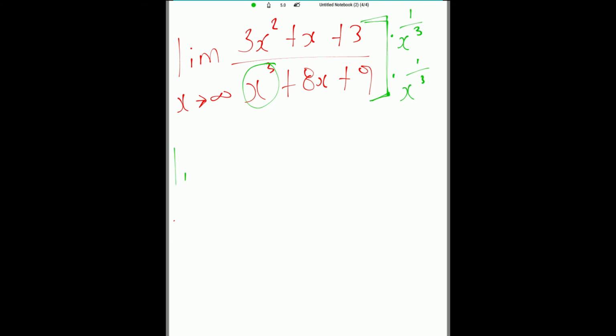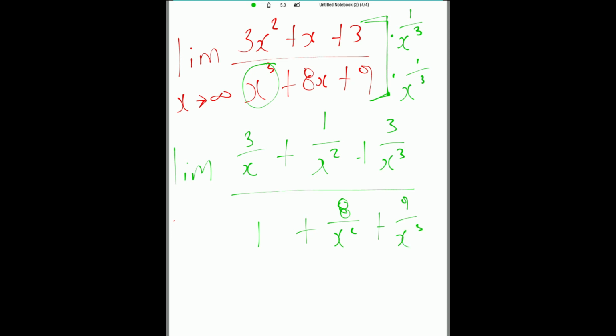That leaves us with the task of finding the limit of 3 over x plus 1 over x squared plus 3 over x cubed all over 1 plus 8 over x squared plus 9 over x cubed as x approaches infinity.